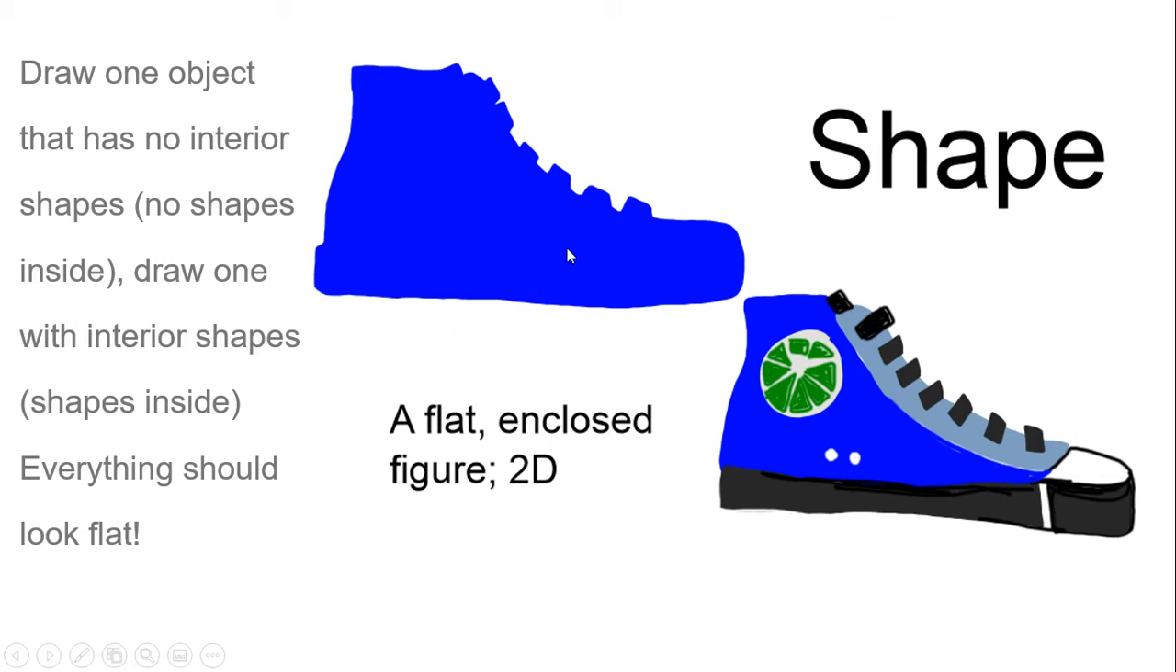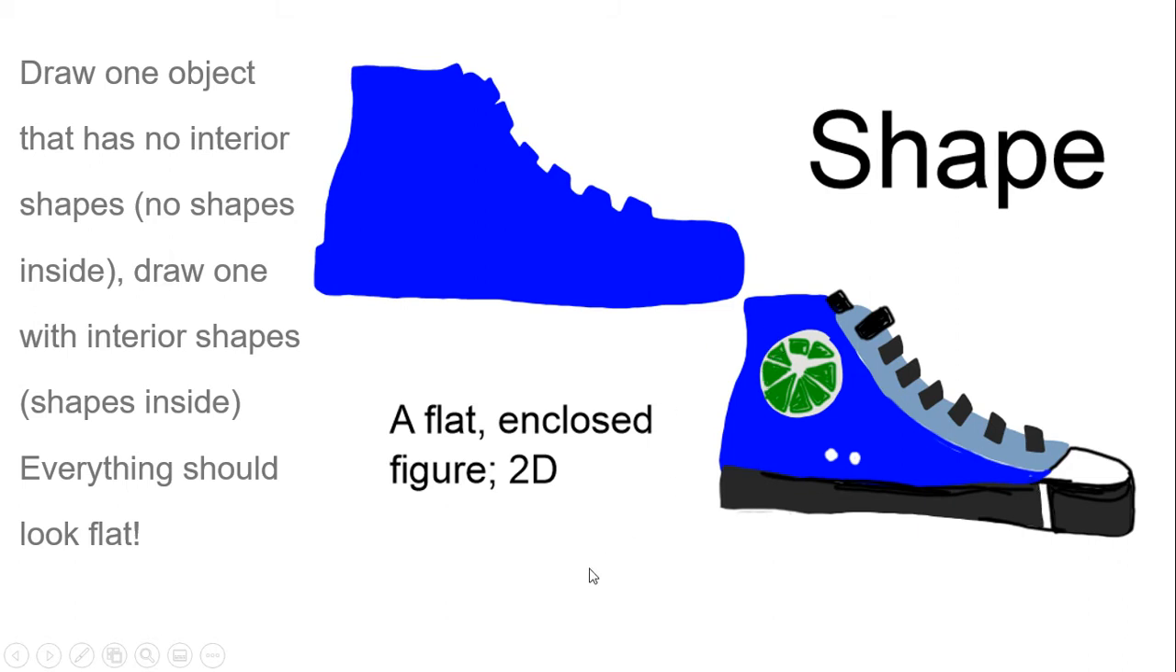So what you're going to do is draw 2 different pictures. One of your objects is going to have no interior shapes, so nothing inside, like we see this blue one here. There's just the outline shape, but it's completely enclosed. Then you're going to draw another one that has interior shapes. So it's going to have the shape of the shoe or whatever you're drawing, plus extra interior shapes.